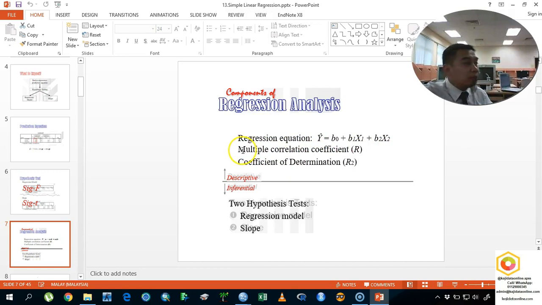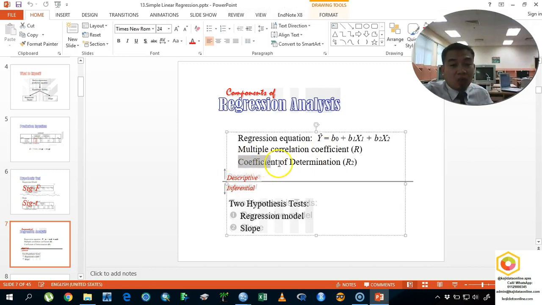And then we have two important characteristics of SLR, simple linear regression. The first one is called the multiple correlation coefficient, or R. The capital R shows the value of the strength, how strongly it influences our prediction equation. The next one is the coefficient of determination. So these two items are R and R square. This one is R square, this one is R. The coefficient of determination explains how much of the variation in Y is explained by X. If you don't understand, never mind.